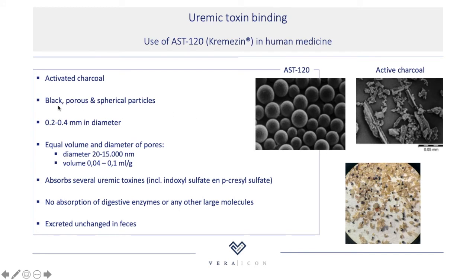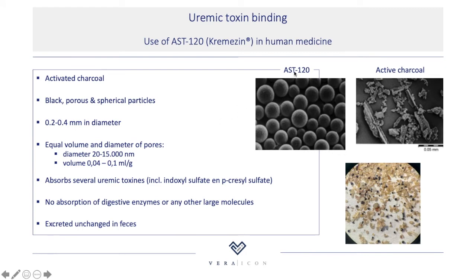These are black, porous, very small particles. They're little rounds, like small cannonballs. They all have a diameter of 0.2 to 0.4 millimeters, and they consist of many pores. It's these pores, with a specific diameter and volume, in which uremic toxins are bound.